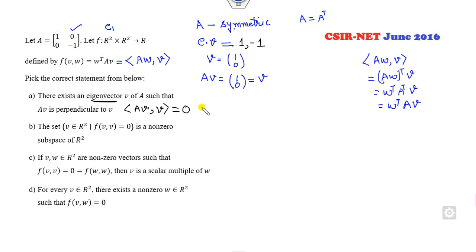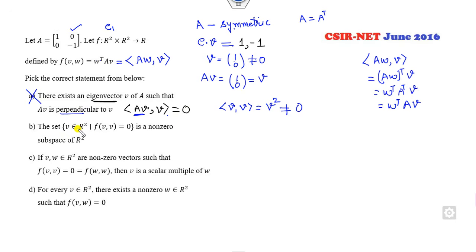Fine. So clearly if I substitute this value, what is that? It's V. So what will happen? It's nothing but V square. Fine. So which is non-zero, because V is a non-zero element. So it means they are not perpendicular.